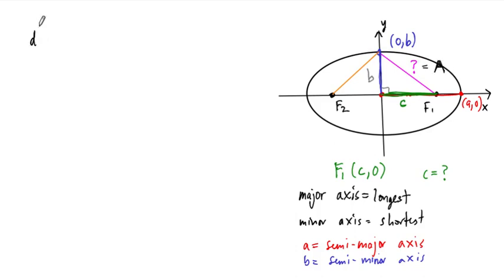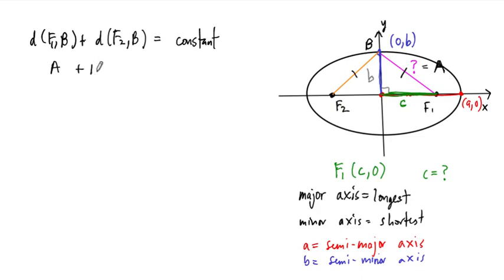But what we know then is that the distance between F1 and this point up here, let's call this point B, F1 and B, plus the distance between F2 and B, has to equal a constant. And not only that, but we know that these two side lengths are the same length, and so that constant must be A plus A. So that's equal to 2A. So that's the constant now, the constant that defines our ellipse in some sense, because for different constants we get different ellipses.